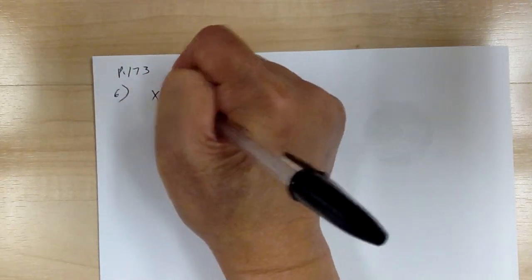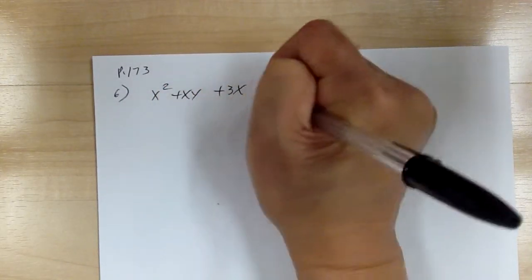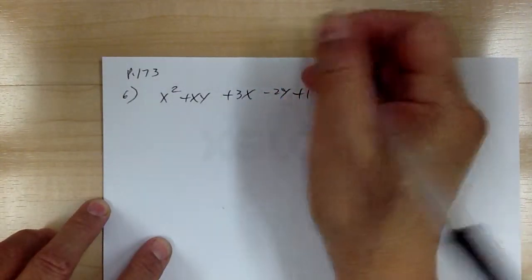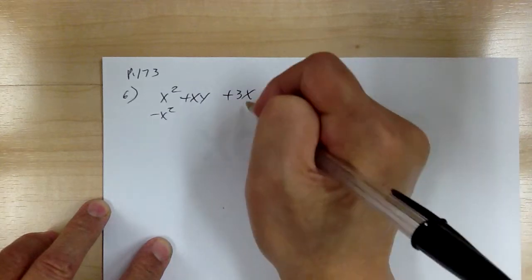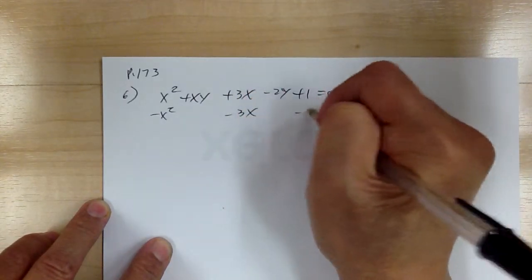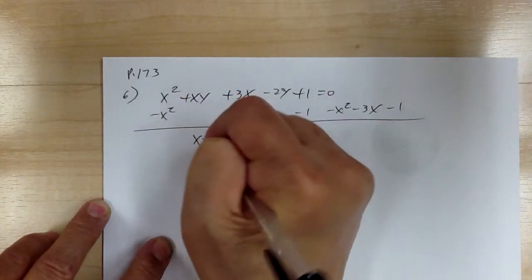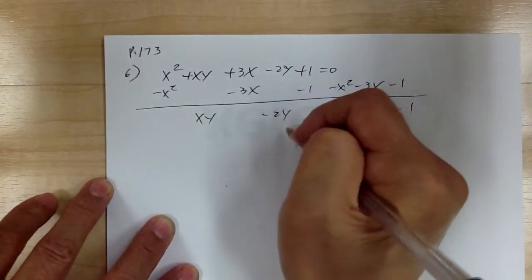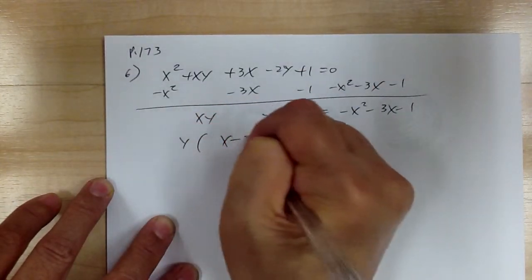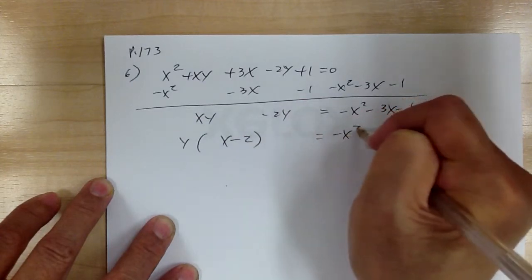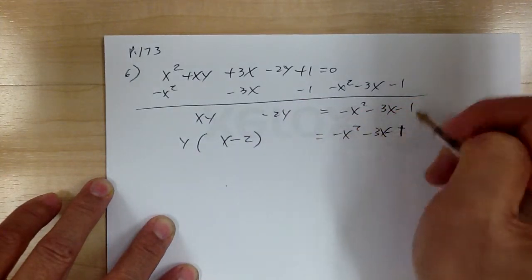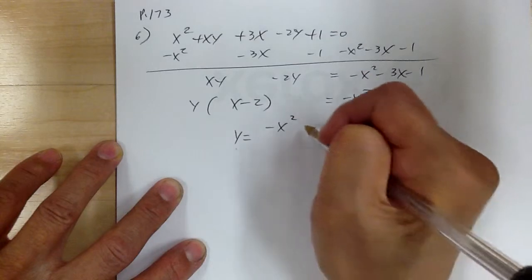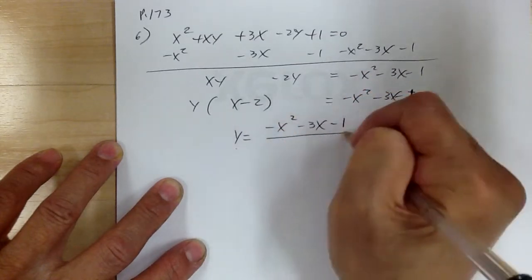You got x squared plus xy plus 3x minus 2y plus 1 equal to 0. Keep all the y terms, so minus x squared minus 3x minus 1. So you got xy minus 2y equal to negative x squared minus 3x minus 1. Go ahead and factor out the y. Divide by the parentheses, so y equal to negative x squared minus 3x minus 1 over x minus 2.